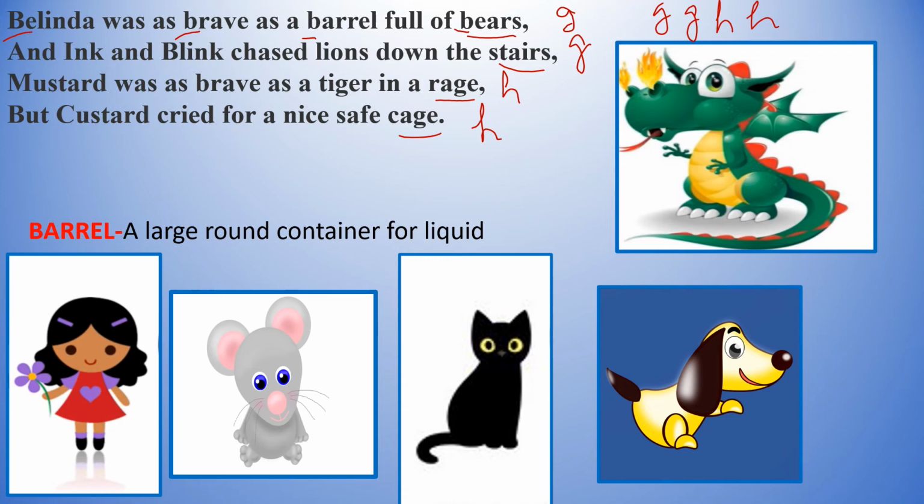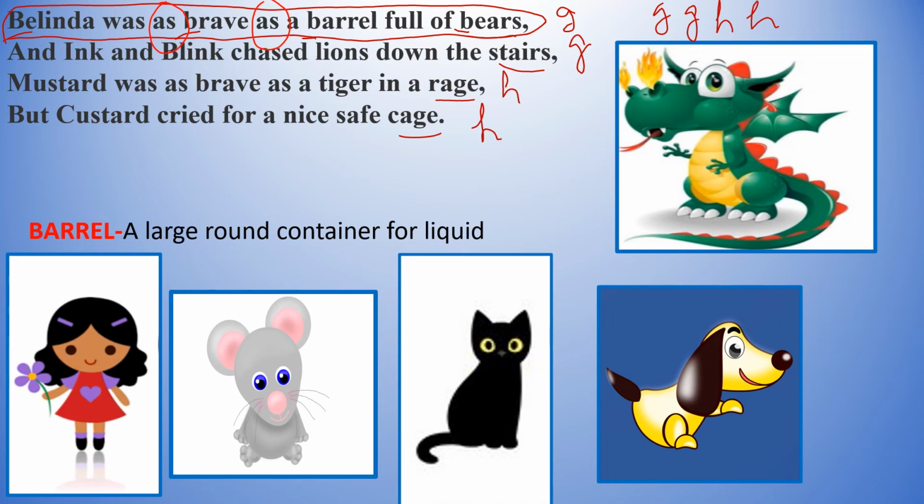The next poetic device, used again in the first line, is simile. Belinda was as brave as a barrel full of bears. So here Belinda is being compared with the barrel full of bears, and this comparison is made by using the word as. Belinda was as brave as. So this is an example of simile.